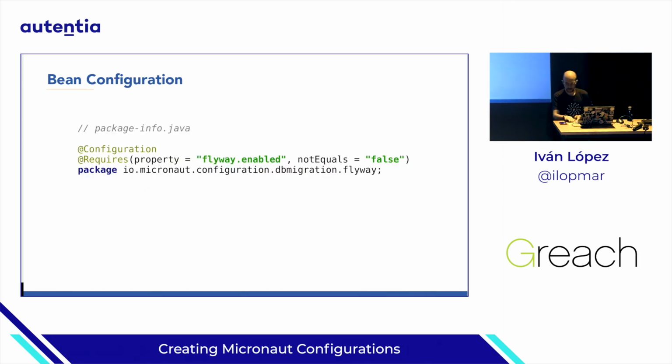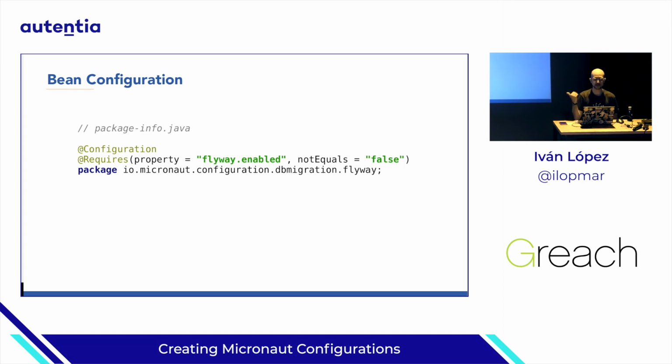Okay, bean configuration. A bean @Configuration is a grouping. It's a group of multiple bean definitions inside of a package. So with this @Configuration annotation, you probably want to apply it at the package level to tell Micronaut that all the beans defined in that package are a logical group. So you usually put this in the package-info file.